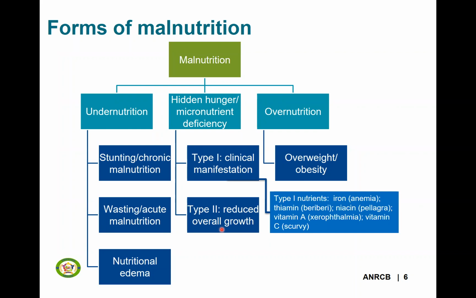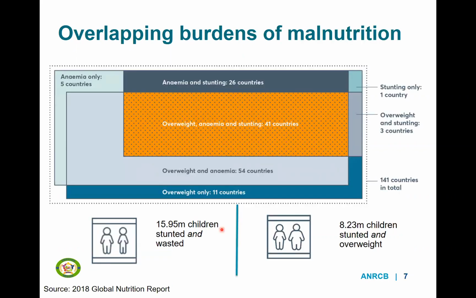So type 1 nutrients include things like iron, thiamine, niacin, vitamin A, vitamin C. We'll talk about a few of these in some more detail later in this topic. So the challenge that most countries of the world face is that there's usually not just one type of malnutrition.